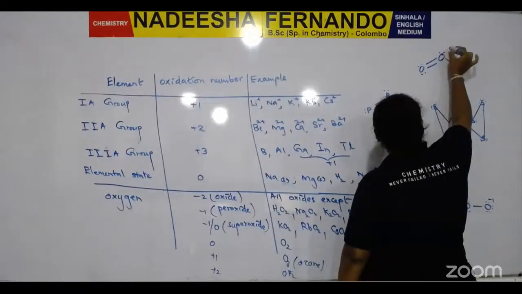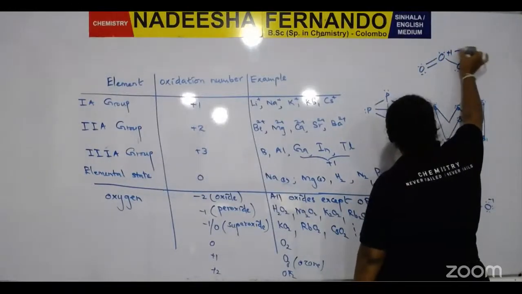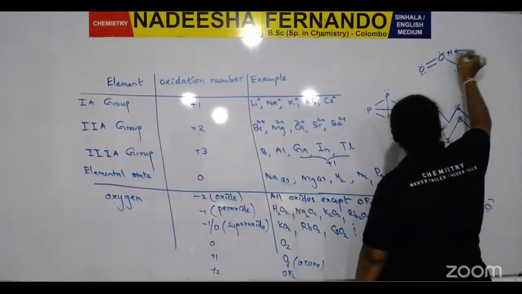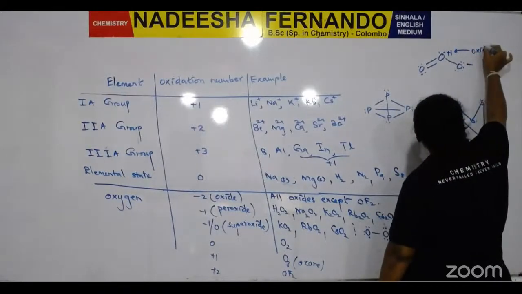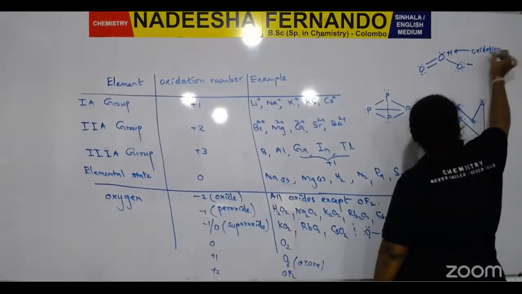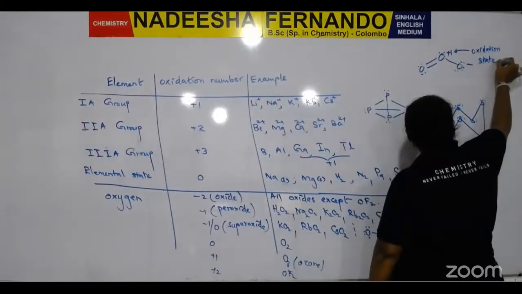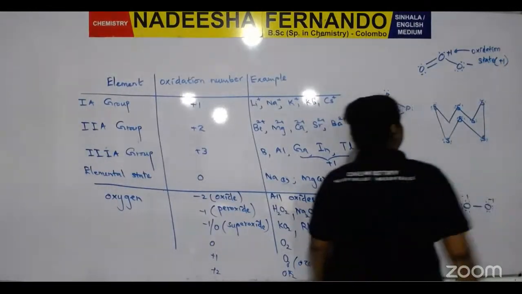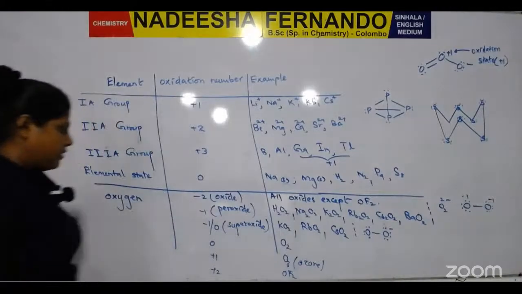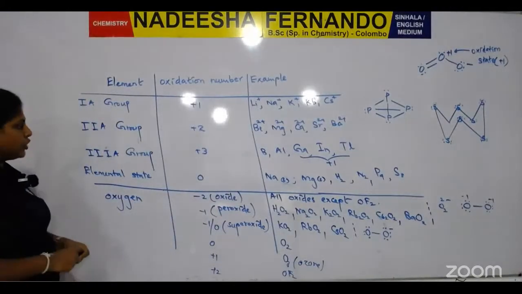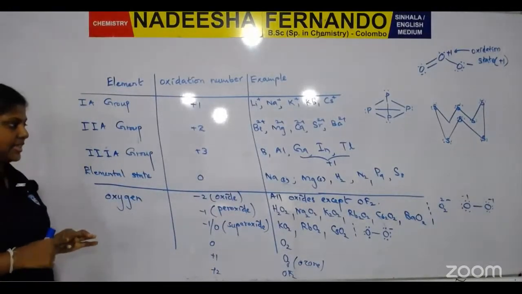Central oxygen has +1 charge. So the oxidation state here is oxidation number. Oxidation state here is +1, +1, +1, +1. Right? So in addition to this, I have to explain halides and hydride.